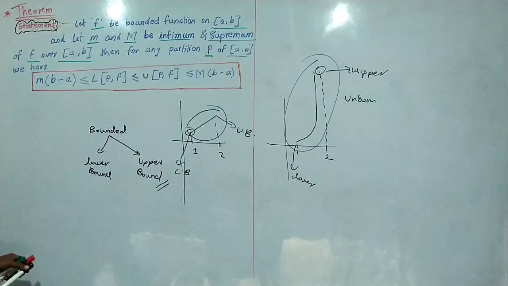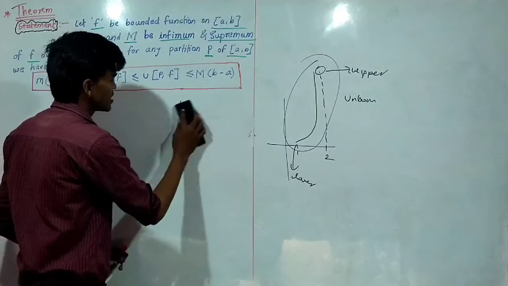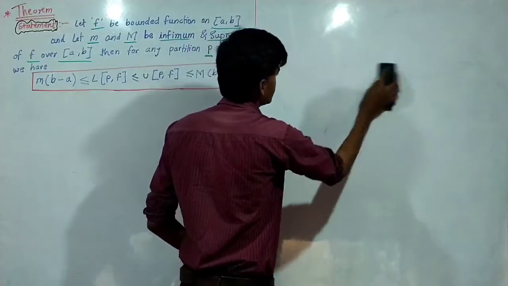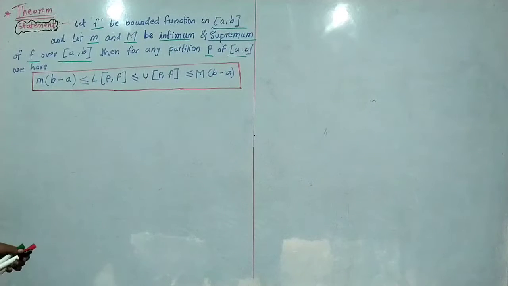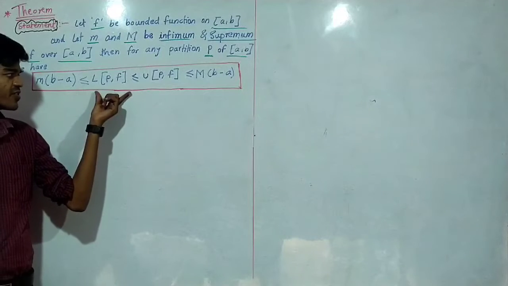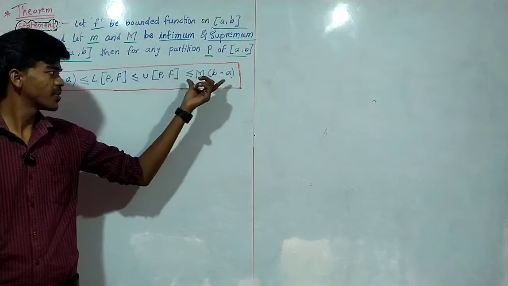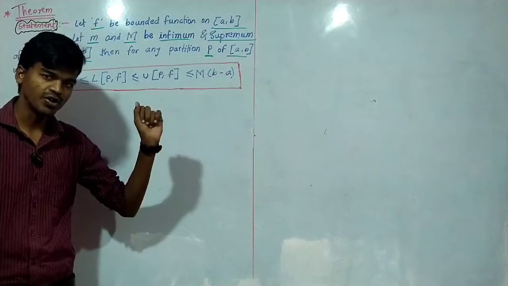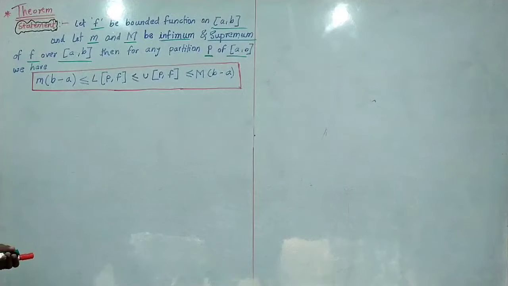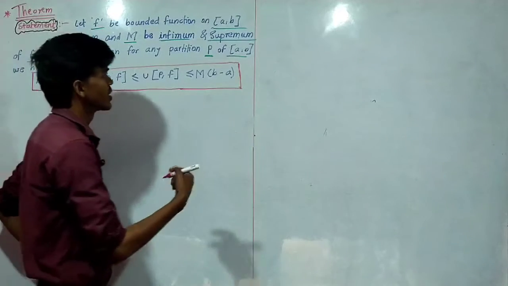Now we need to show that the lower bound is less than or equal to the lower sum of the given partition, which is less than or equal to the upper sum of the given partition over the function f, which is less than or equal to the upper bound. So we need to prove this theorem. Before that, we need to consider one example, so you will realize how we are going to prove this.